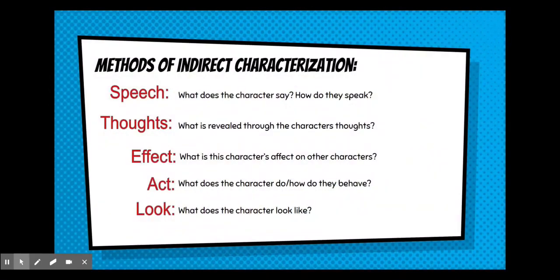When you're thinking of methods of indirect characterization, you can think about STEAL. And no, I'm not encouraging you to steal anything, but I am giving you an acronym to remember that you can describe your character using their speech, their thoughts, the effect that they have on other characters, how they act, and what they look like. All 5 of these would be examples of indirect characterization. It's important to think about these 5 aspects as you're developing and writing a character.